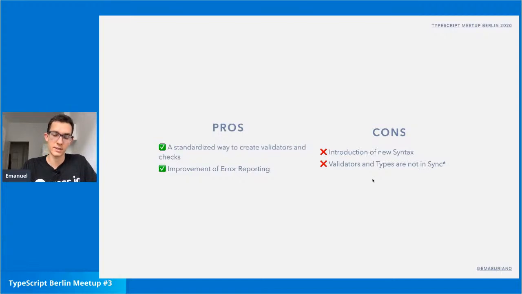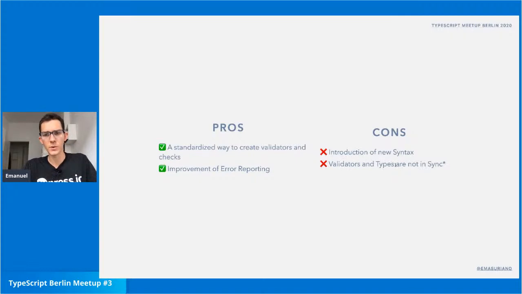That type was actually quite simple, and the amount of lines to define the schema was quite a lot. And obviously, introducing a new syntax inside the project requires more knowledge about it, and it increases the complexity.